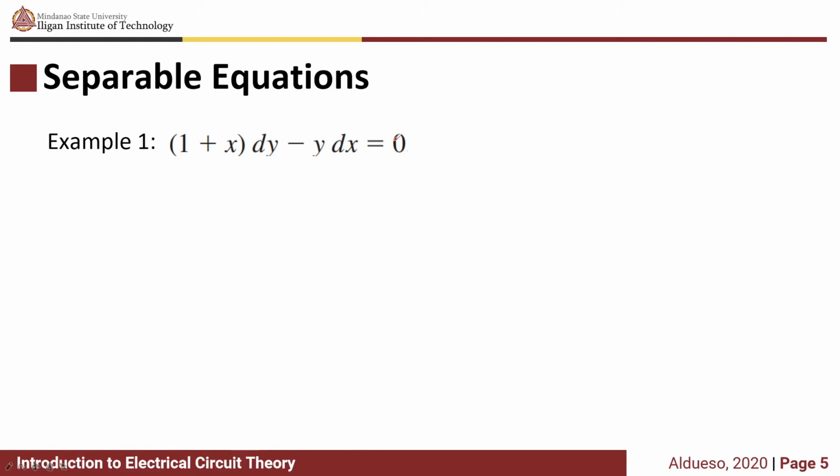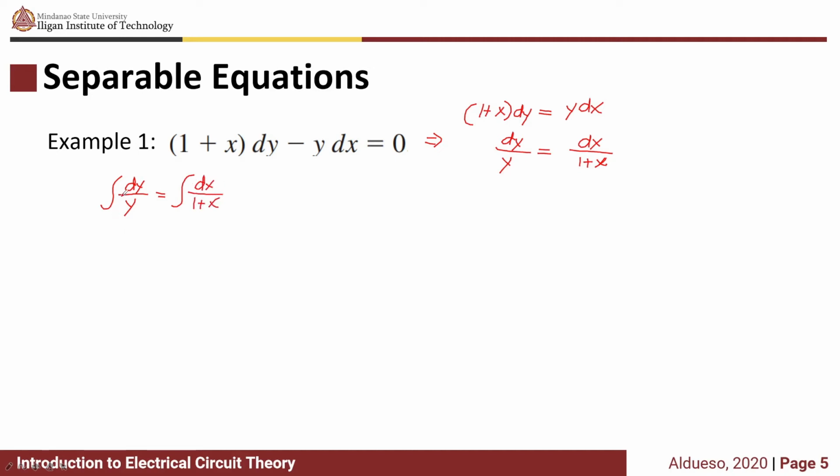So solving for separable differential equations, we can rewrite this equation. We have 1 plus x dy equal to y dx. Transposing y to the other side and 1 plus x to the other side, we have dy over y equal to dx over 1 plus x. Integrating both sides, dy over y equal to dx over 1 plus x.